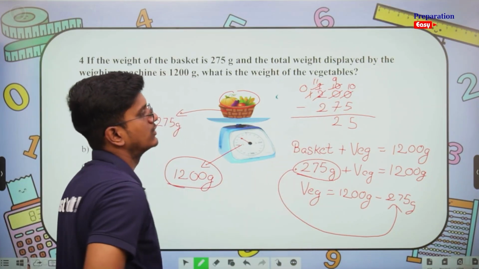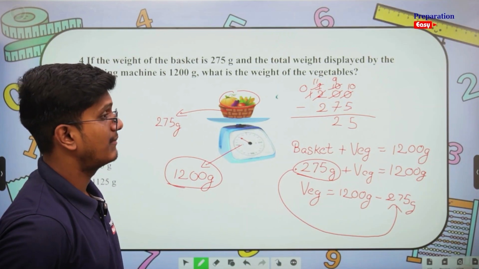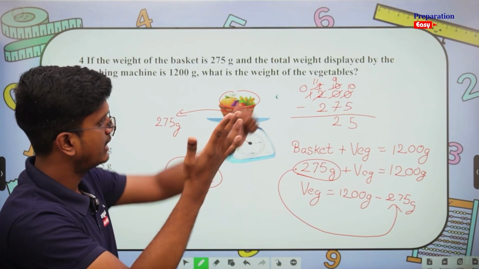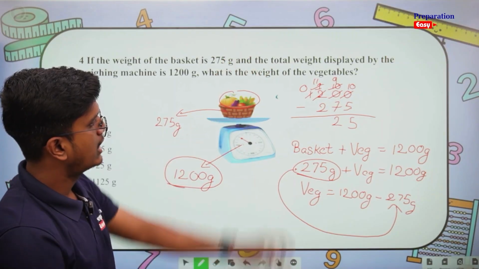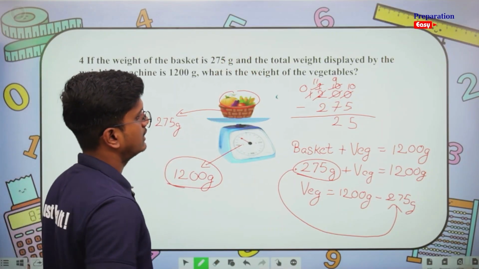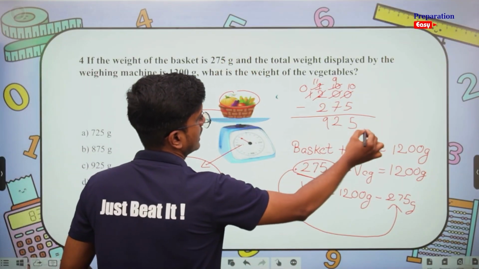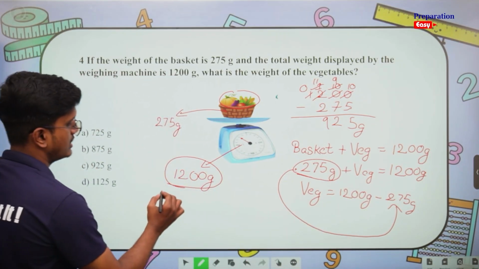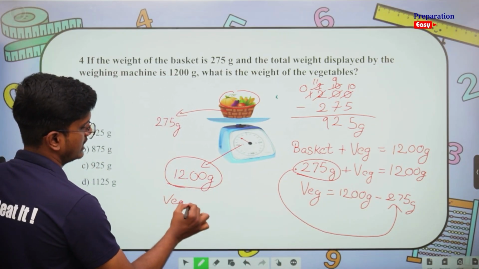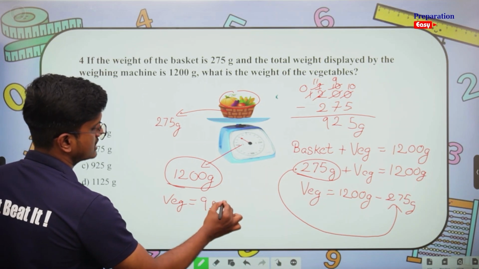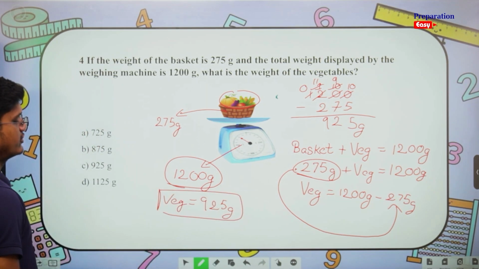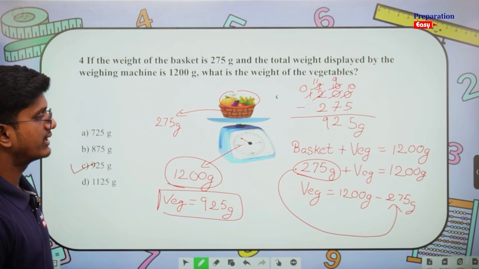So 11 minus 2, count after 2: 3, 4, 5, 6, 7, 8, 9, 10, 11. How much we are getting? We are getting 9. So this is 925 grams. So what is the weight of the vegetables? They weigh 925 grams. Let's check for the option. Okay, we have a C option as 925 grams.